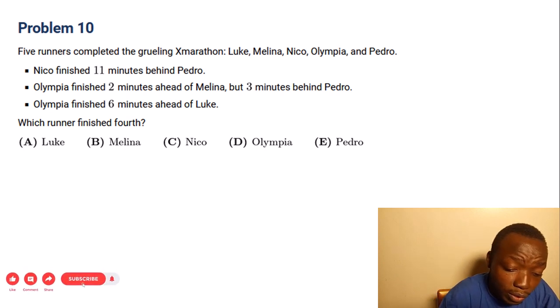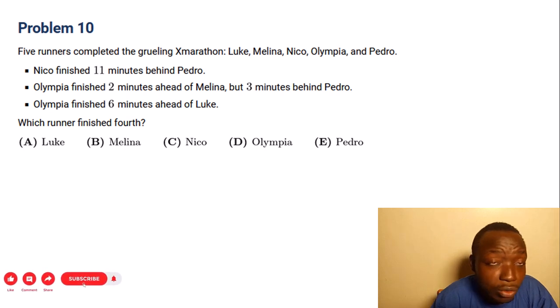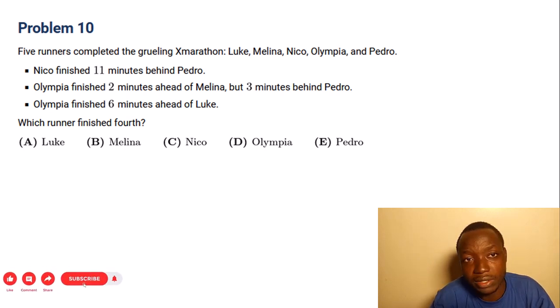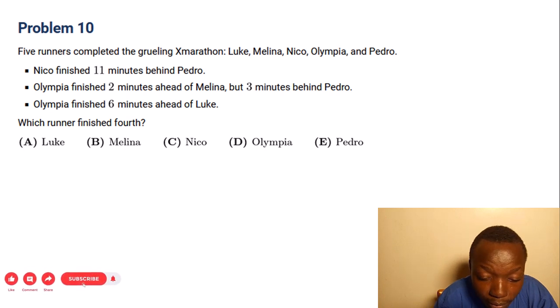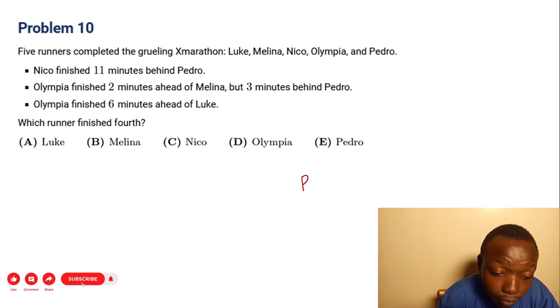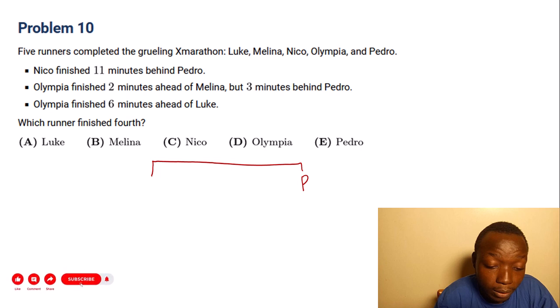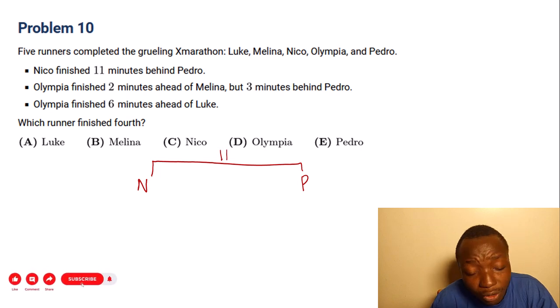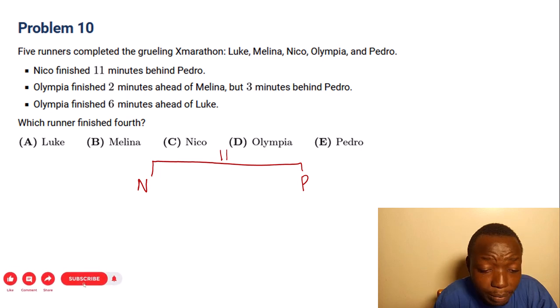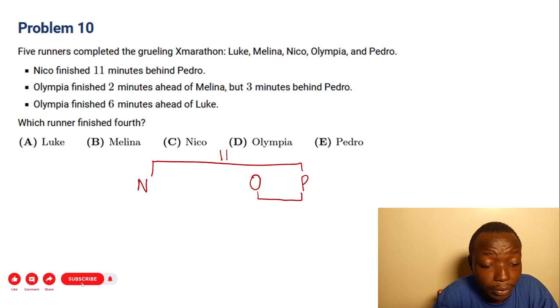So we have that Nico finished 11 minutes behind Pedro. So currently Pedro is first, Nico is behind Pedro. So let's say Pedro is here. So this is Pedro, P, who is 11 minutes apart from Nico. This is 11 minutes. Now, Olympia finished 3 minutes behind Pedro. So this is Olympia, O. Compared to Pedro, this is 3, right? But she finished 2 minutes ahead of Melina.